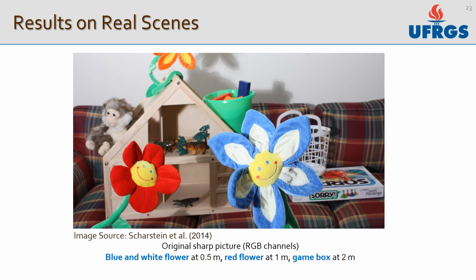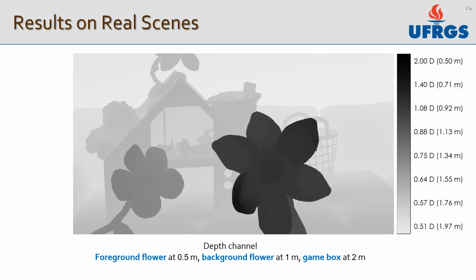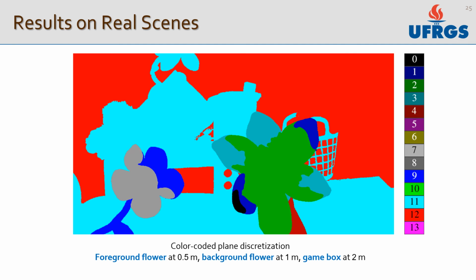We will now start showing results of our technique in real scenes. The first one shows a blue and white flower at 0.5 meters from the viewer, a red flower at 1 meter, and a game box at 2 meters. This is the depth information of our first picture. And here we show the plane discretization of our scene, where each color corresponds to a single plane.